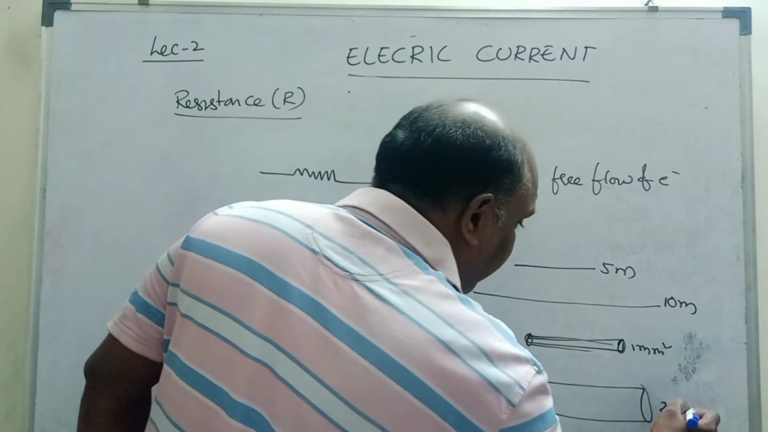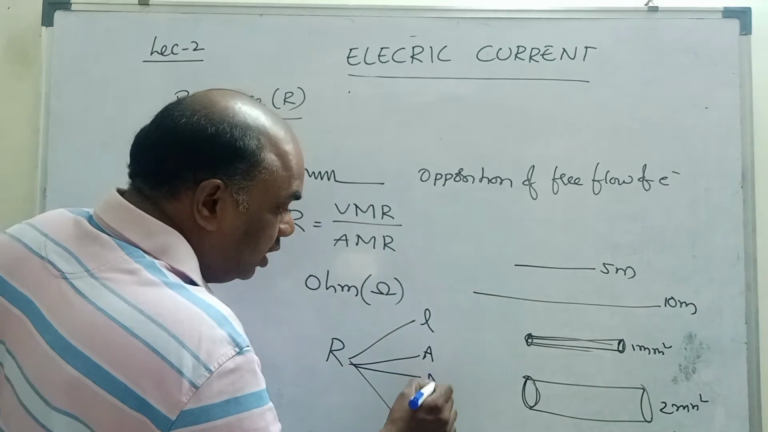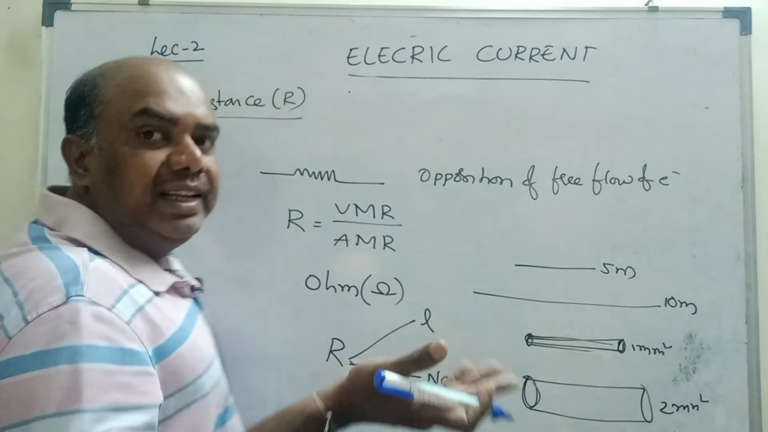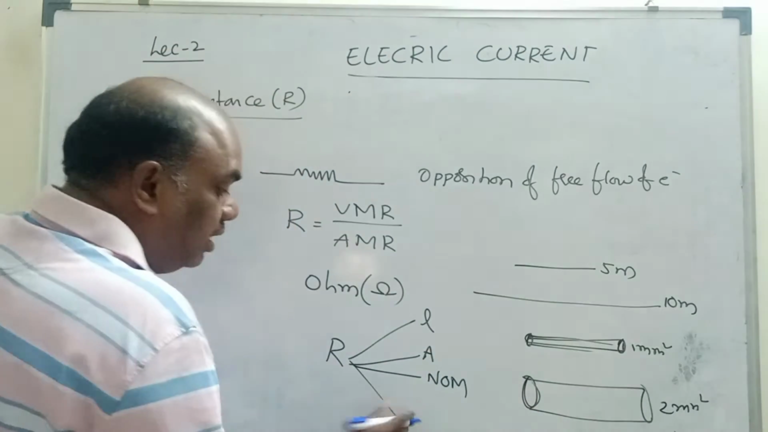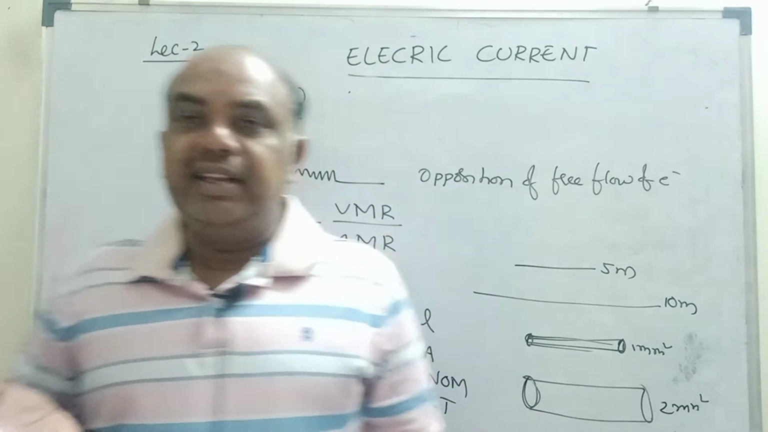This is 2 millimeter square, that means area of cross section. Second one, area of cross section. Third one, nature of material. If the material changes, resistance also changes. Last one, temperature. If temperature increases, resistance also increases.